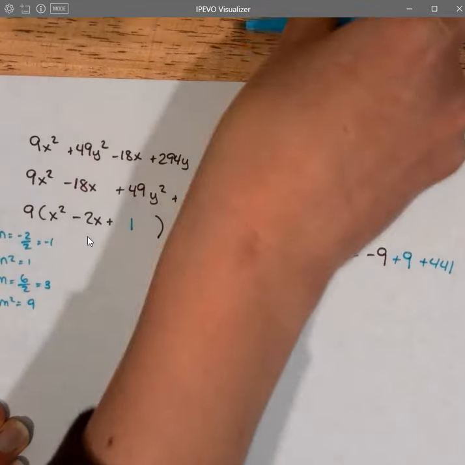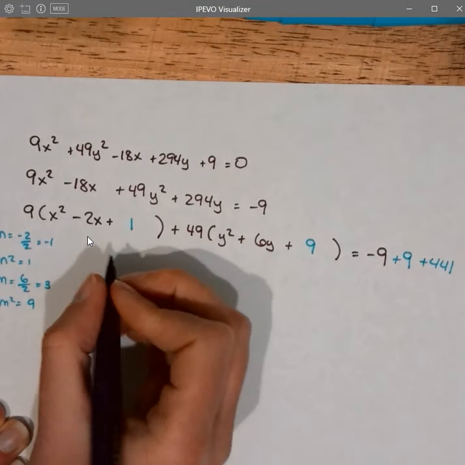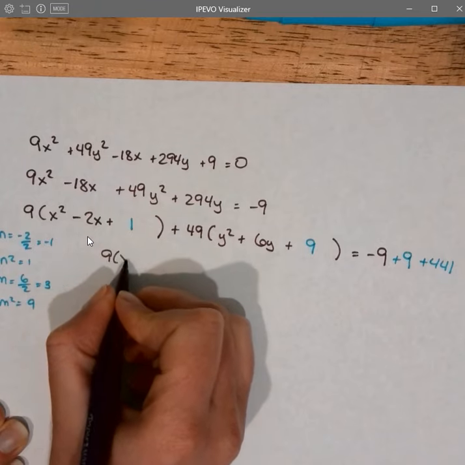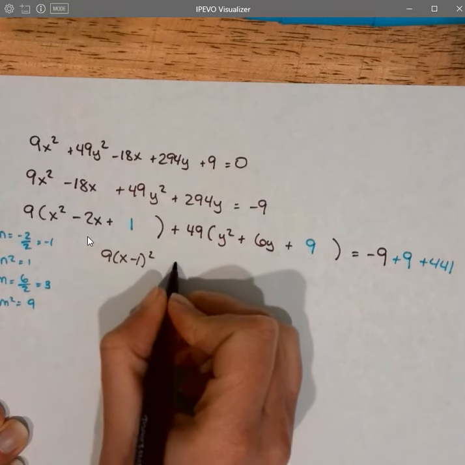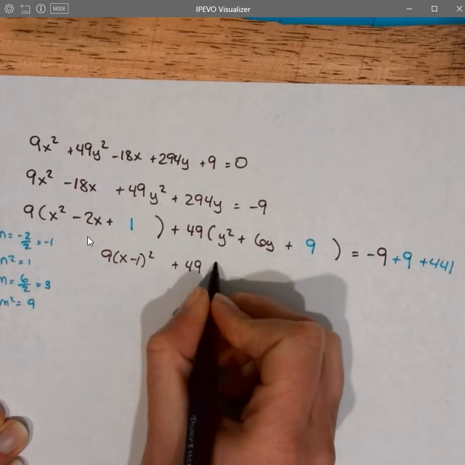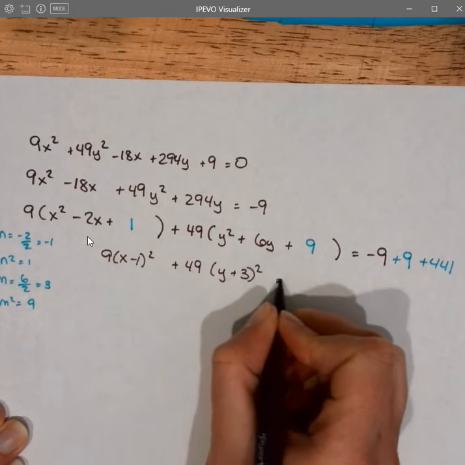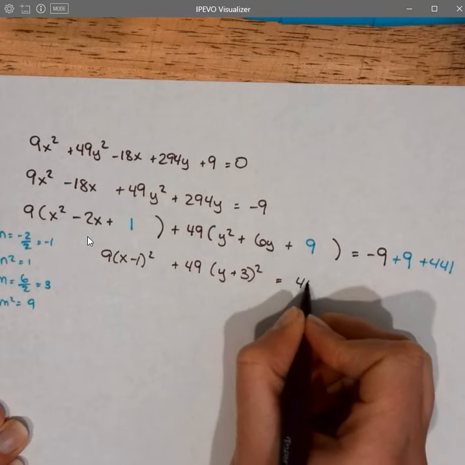Okay. So we've got ourselves a 9 times x minus 1 squared plus a 49 times y plus 3 squared equals 441.